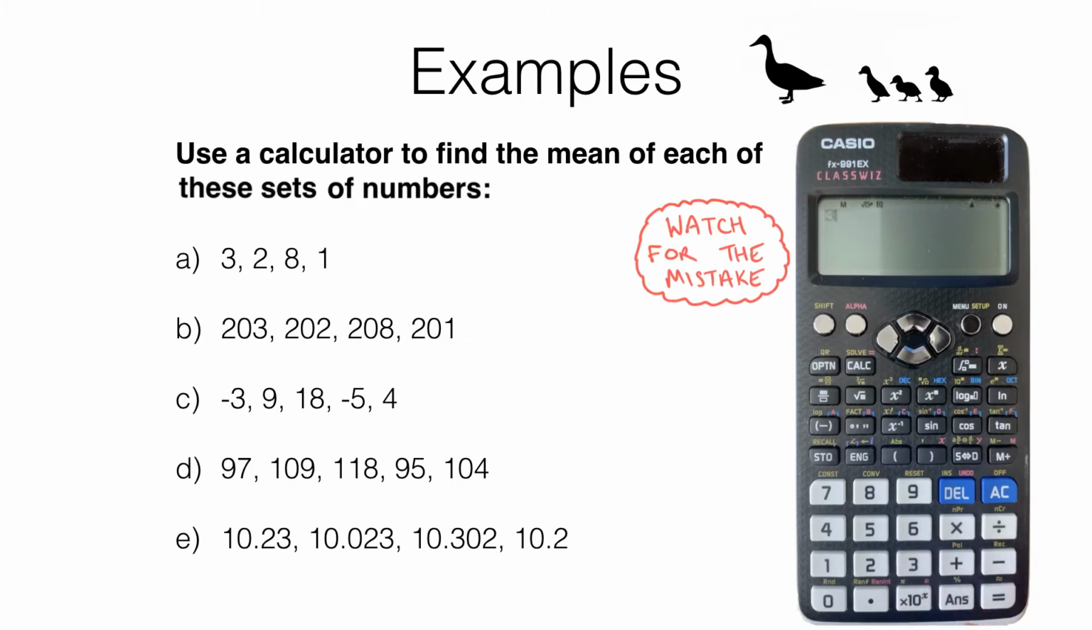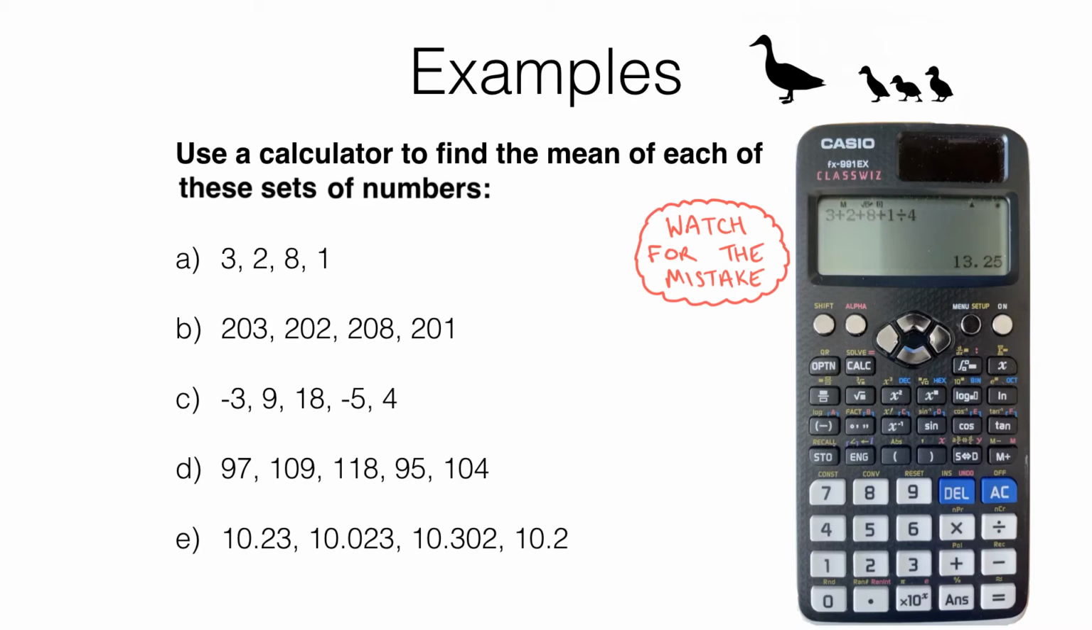So keep an eye on the calculator, and I'm going to show you the mistake that a lot of students make. They do 3 plus 2 plus 8 plus 1, they hit the divided by button and then click 4. They hit equals and they get an answer of 53 over 4, which they can then convert into a decimal. They do that using this button here. Pressing that allows you to switch between a fraction like this and a decimal. So we've got an answer of 13.25.